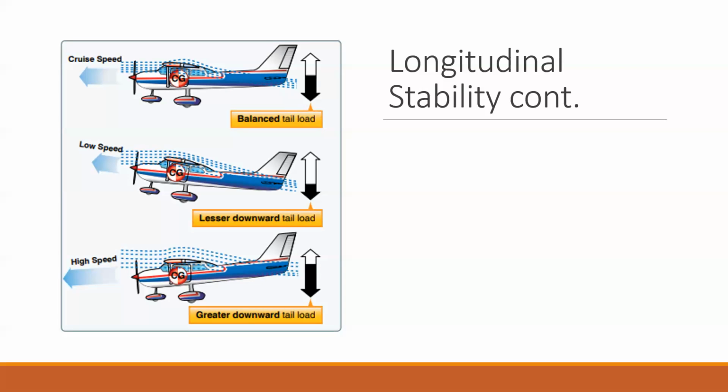And then at a higher speed, the downwash again will half go under it and half go over it, and it'll help to keep the nose pointed down when you want it to be. The elevator plays a big role in that longitudinal stability.